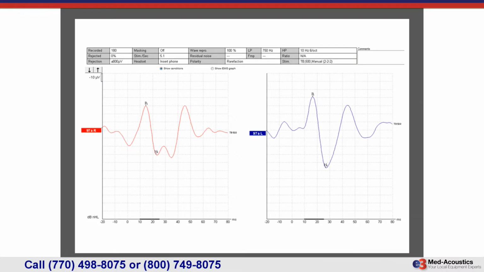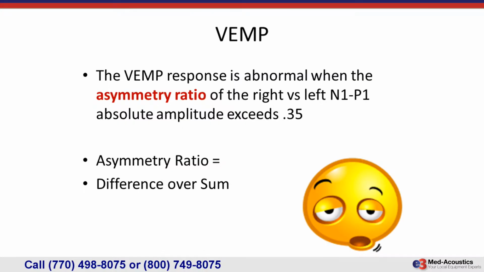Anyway, our results will look like this. This is a C-VEMP response, left and right. It's a normal one. It's one that I did on myself. That's what they'll look like. And the VEMP response is normal when the asymmetry ratio of the right versus the left amplitude, when that asymmetry ratio does not exceed 0.35. An asymmetry ratio is simple. It's the difference over the sum.